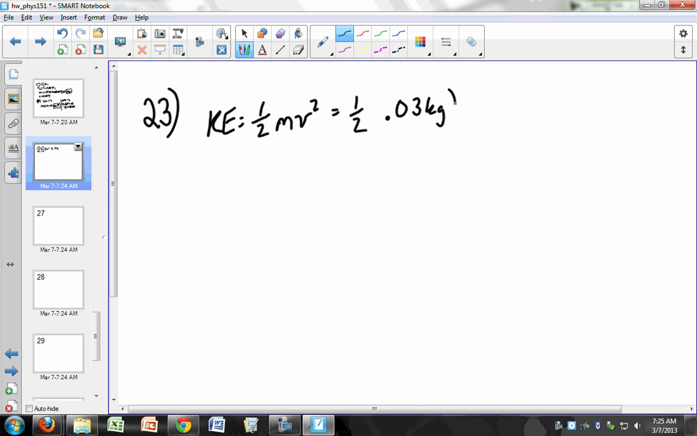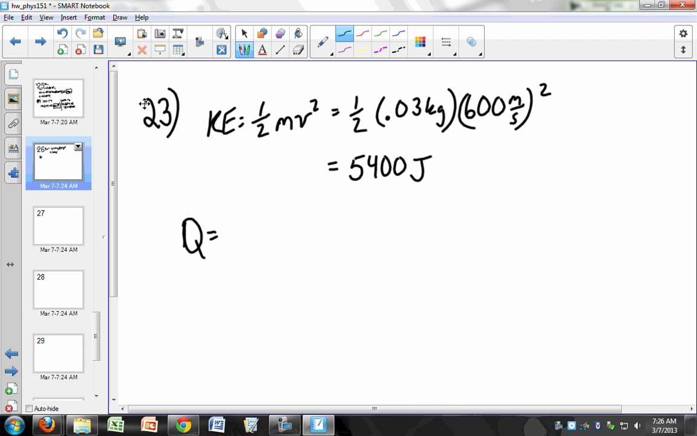0.03 kilograms, times 600 squared. 5,400 joules. All right. Now half of that is going to go into thermal energy. So Q is going to be 5,400 joules over 2. It's 2,700 joules.